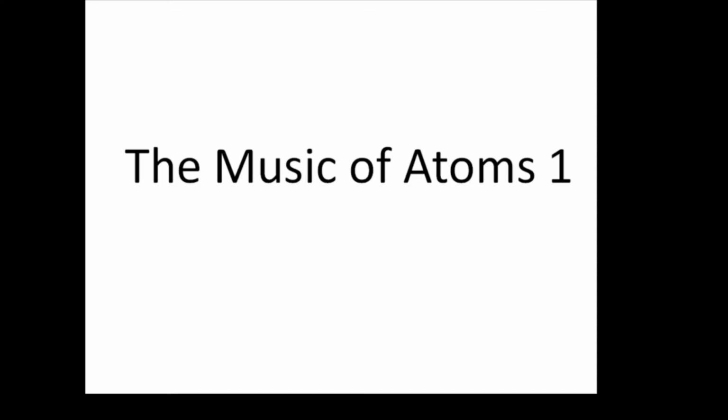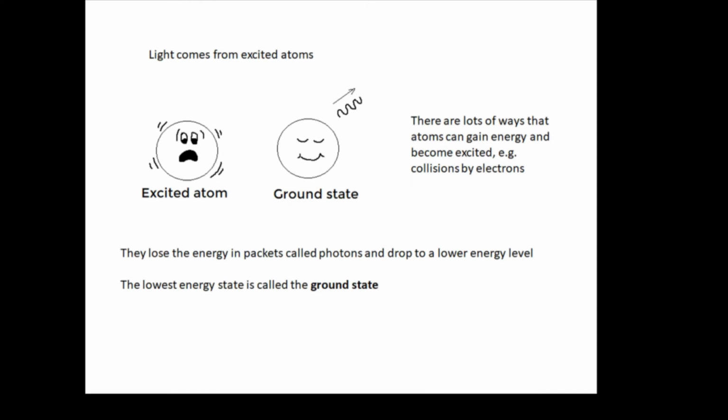So, the music of atoms. At the beginning, first of all, light comes from excited atoms. Imagine an atom snoozing. It hasn't got any extra energy. It's in its ground state. And for some reason, it becomes excited. It has gained energy. There's lots of ways you can excite an atom. You can bash atoms into each other. You can bash them with electrons. You can shine radiation on them and they can absorb energy from that radiation and they become excited.